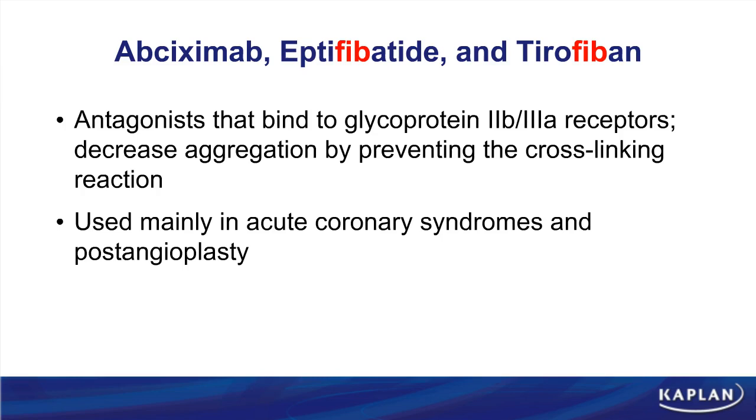What do the fib drugs block? They block the glycoprotein 2B3A receptor, which are receptors for fibrinogen. So maybe that's an easy way for you to remember. These drugs are useful in acute coronary syndromes and also post-angioplasty.